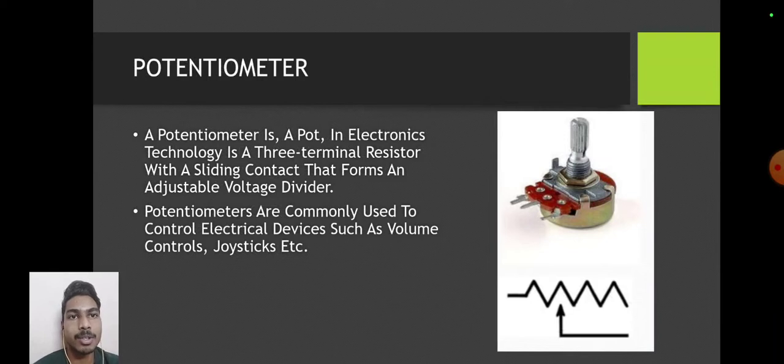Next one is potentiometer. A potentiometer, or pot, in electronics technology, is a three terminal resistor with a sliding contact that forms an adjustable voltage divider. Potentiometers are commonly used to control electrical devices such as volume controls, joysticks, etc. So this is a potentiometer, and this is the symbol of the potentiometer.